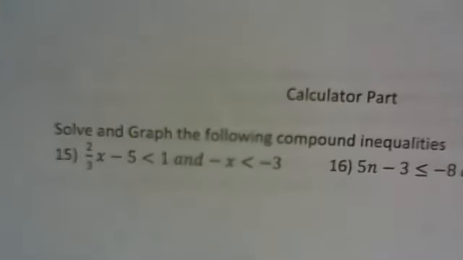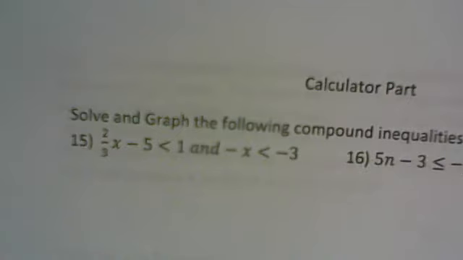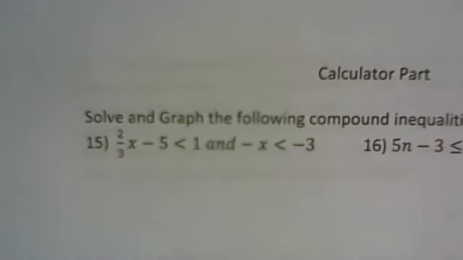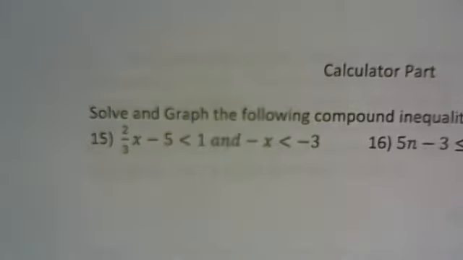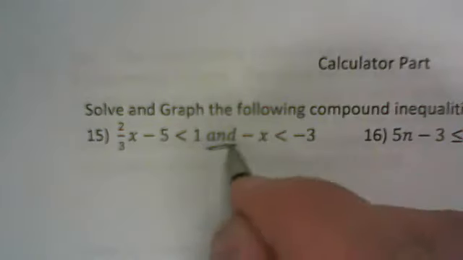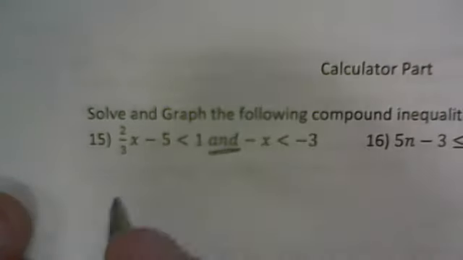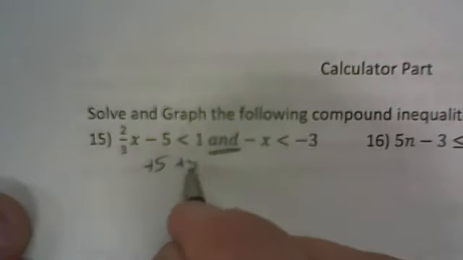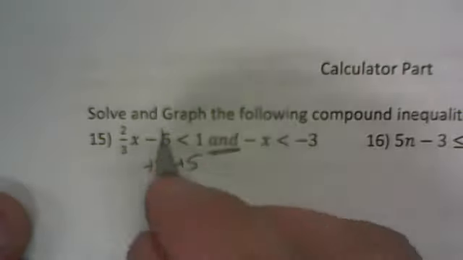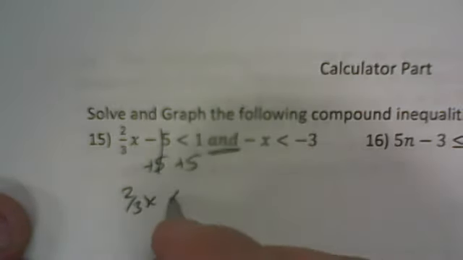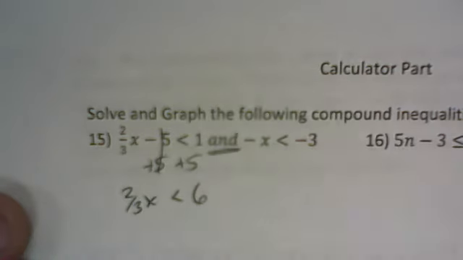All right, this video is for the second part of the test over Unit 2, and we're going to start right away with number 15. Again, it's two parts. It's a compound inequality with an and. So I'm going to solve the first part by adding 5 to both sides of the equation. Negative 5 plus 5 will cancel out, and we'll have 2/3 x is less than 1 plus 5 is 6.